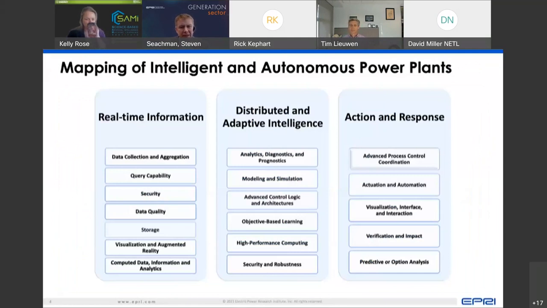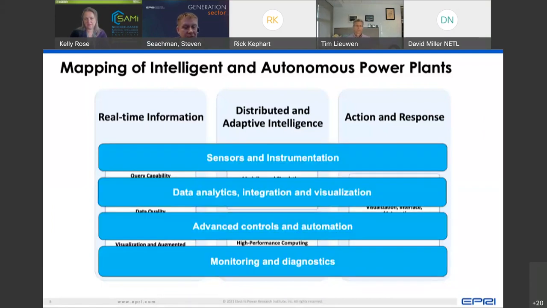But mapping this idea of autonomous power plants, it comes down to basically three areas that have lots of boxes in between. I know that these are not all inclusive, but it comes to getting that real-time information, doing distributive and adaptive intelligence with that real-time information so it can learn on the fly, and then being able to make an action and response from it, either automated or providing that opportunity to the subject matter experts, but once again, moving that information further down than it was in the past.